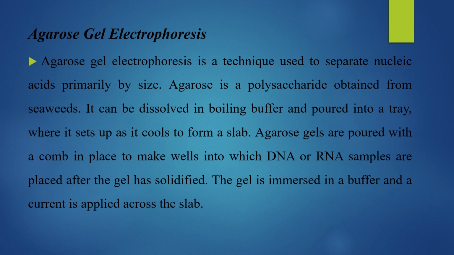So let's pick agarose gel electrophoresis. Agarose gel electrophoresis is a technique used to separate nucleic acids primarily by size. Agarose is a polysaccharide obtained from seaweeds. It can be dissolved in boiling buffer and poured into a tray where it sets up as it cools to form a slab. So when you pour it into a tray, it settles and cools to form a slab.